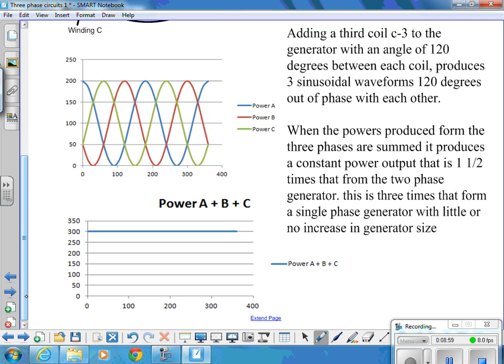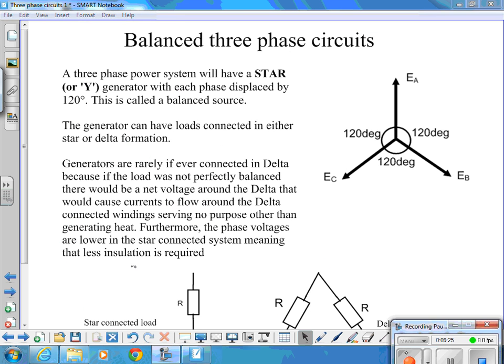Okay, so no discernible increase in size of the generator, less vibrations, more power from the same size. That's three considerable reasons for using three-phase, without the system requirements that mean we can have a dual voltage system and all of that type of stuff that we're coming on to a bit later on. Okay? So, moving on then to balanced three-phase circuits.